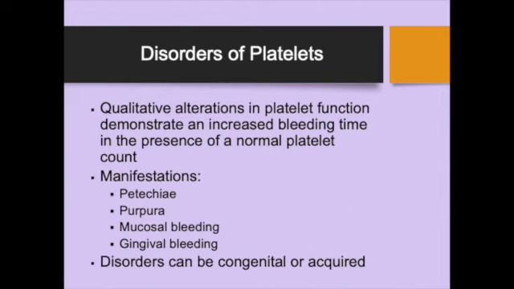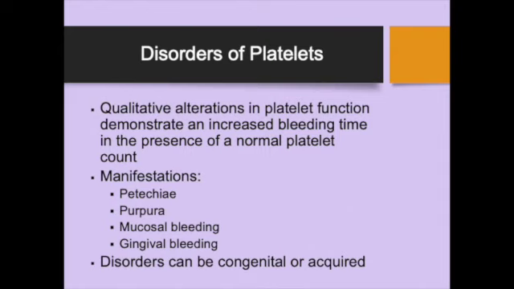We're going to first talk about the qualitative alterations in platelet function, and this is demonstrated by an increased bleeding time in the presence of a normal platelet count. And what you might see is petechiae, purpura, mucosal bleeding, or bleeding of the gums, gingival bleeding. These disorders can be both congenital or they can be acquired.